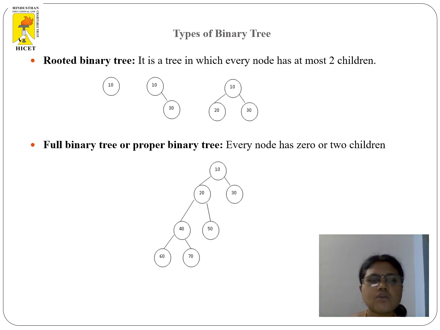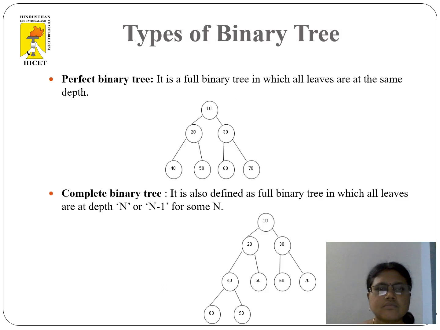Second one is the full binary tree or proper binary tree. In this, every node has 0 or 2 children. Unlike the first one, where we may have only a right child, in a full binary tree or proper binary tree, every node should have a left as well as a right child. Otherwise, it is going to be a leaf node. If it is a leaf node, then there won't be any children at all, right? So that is what is called a full binary tree or proper binary tree.